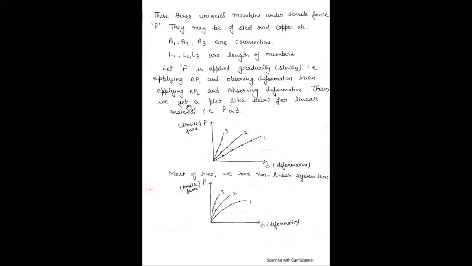If we get a plot for a linear material, deformation is directly proportional to tensile force. Most of the time we have a non-linear system. This is the plot for one member, two members and three members. This is the graph between tensile force P and deformation.